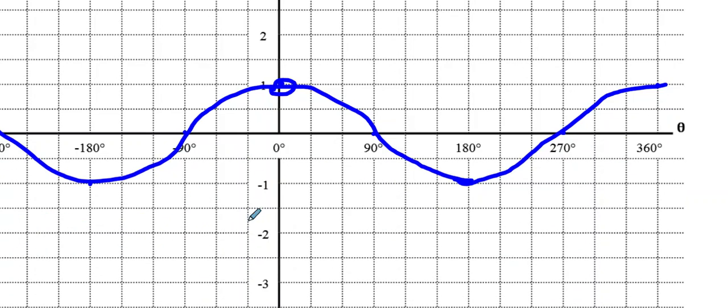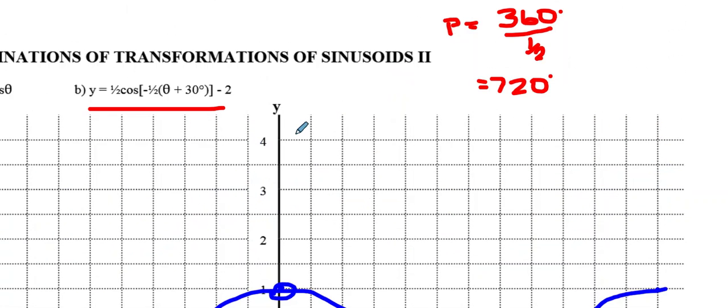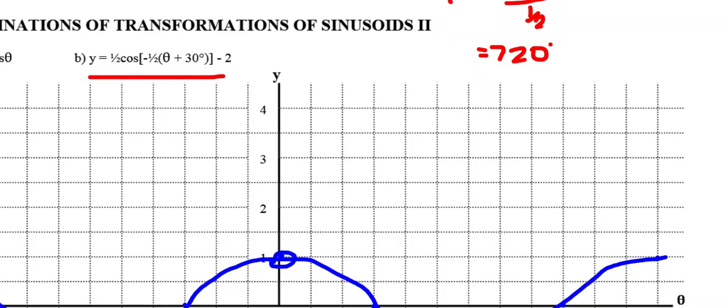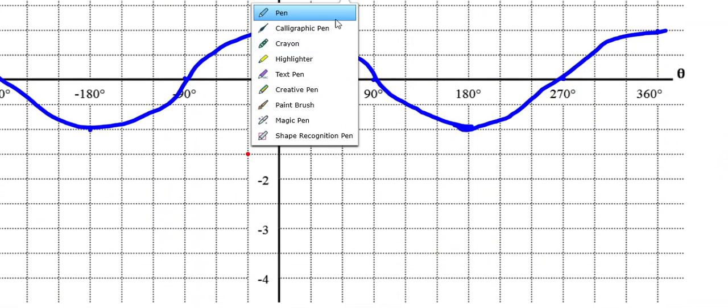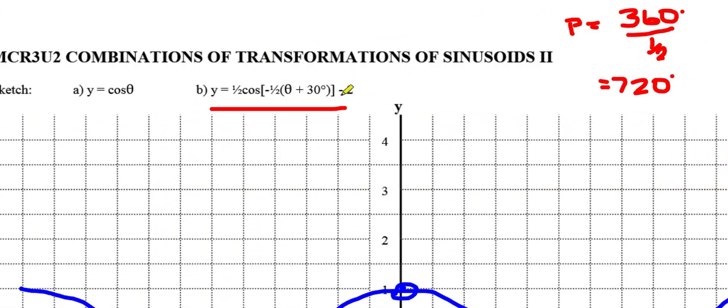Now, 2 units down, we were here, 1, 2. So period length is 720 degrees, and since we've already dealt with the 30 degree to the left and the 2 units down, all we have now to worry about is the amplitude. Now, another thing that I should do is put in my axis of the curve. This is -2. Okay, just want to make that clear.